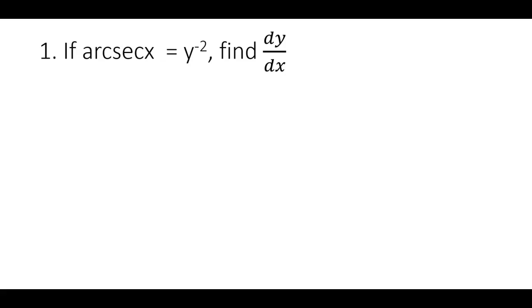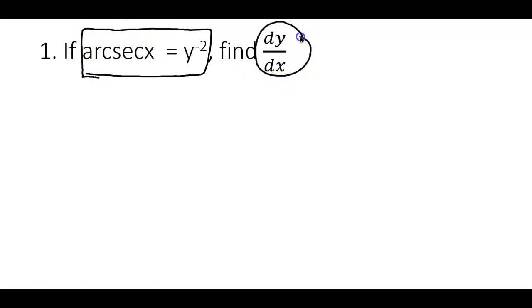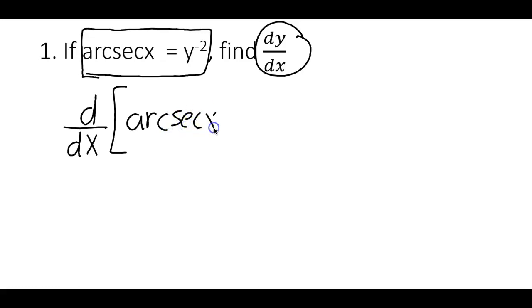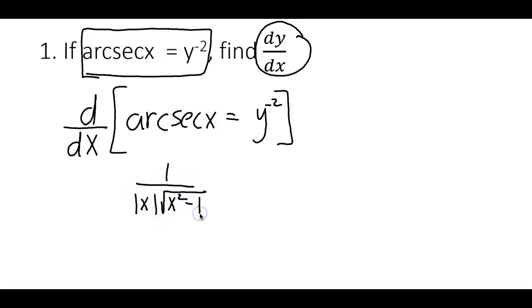Alright, so here's an implicit function, and I want to find its derivative. So let's begin. I want to take the derivative of arcsecant of x equals y to the negative 2. Now the derivative of arcsecant is weird. It's 1 over the absolute value of x square root of x squared minus 1. And whatever's here is what goes in this spot here and this spot here.